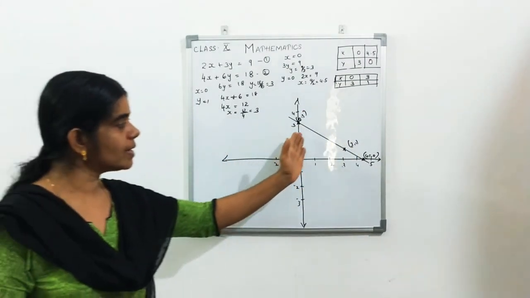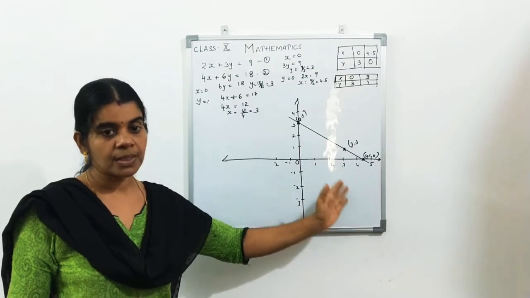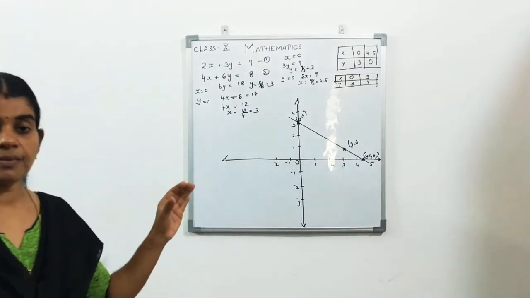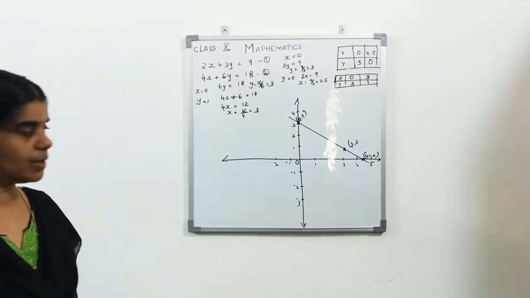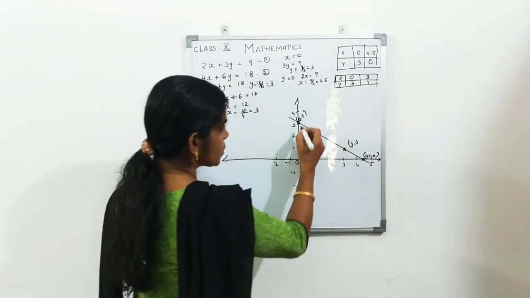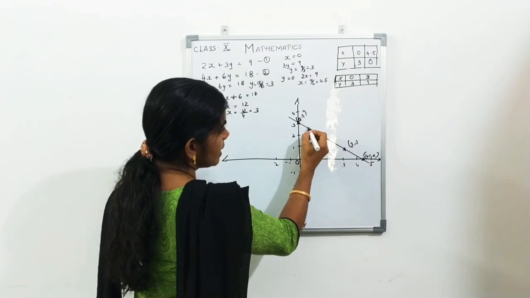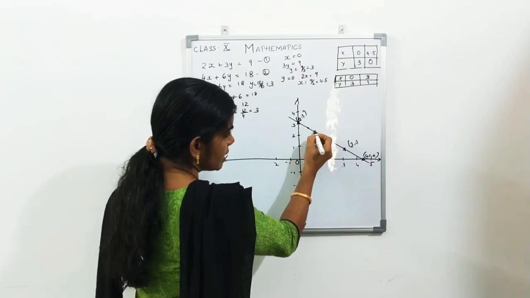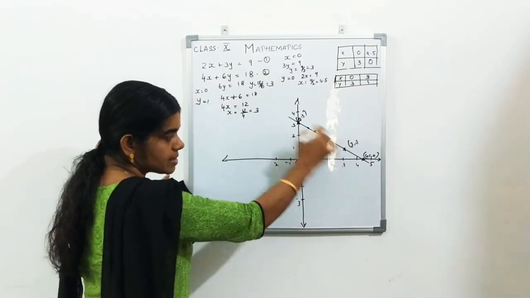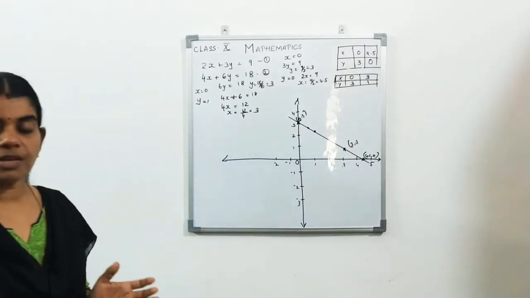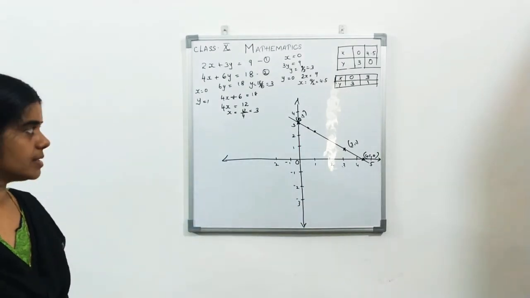That means you got a coincident line. In the case of a coincident line, infinitely many solutions you can find out. Whatever points you are taking here on this graph, that will be its solution. Whatever points are on this line, all will be its solution. Infinitely many solutions you will get.